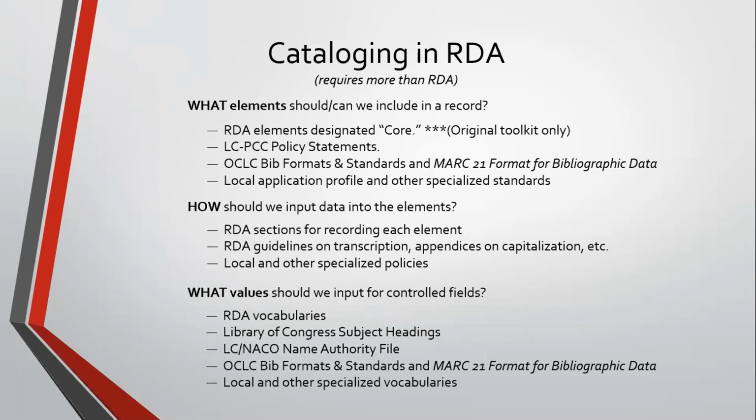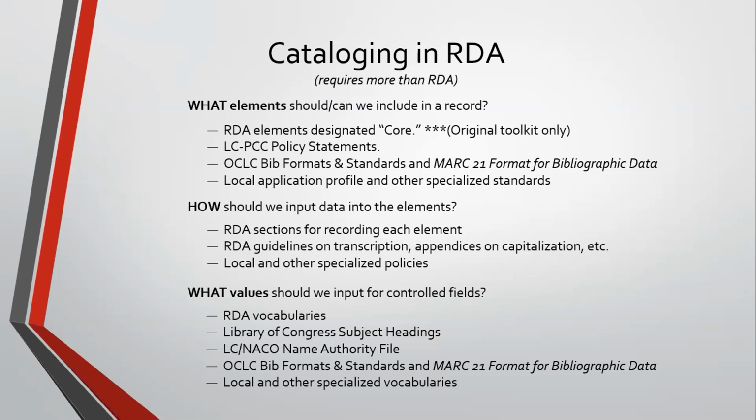All right, I've included this slide to remind us that RDA is not just a one-stop shop, basically, for cataloging. There are other policies and guidance that we need to follow beyond RDA to create a complete MARC bib record. As an OCLC member, for example, USC has to comply with OCLC's guidelines and standards. At USC, we also follow the LC-PCC policy statements for RDA. For cataloging in MARC format, of course, you need to consult MARC 21 format for bibliographic data. And oftentimes, because collections and users are unique, you may also have local policies and standards or specialized guides that you use, like DCRM for rare materials.